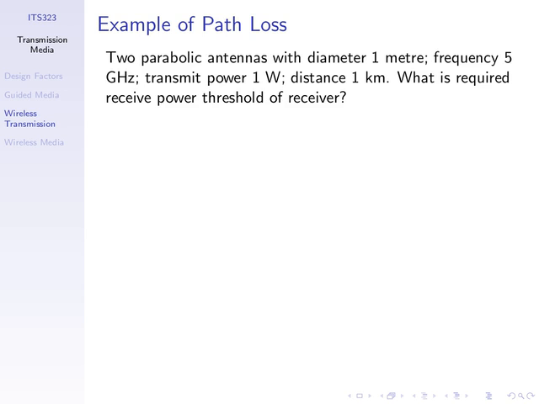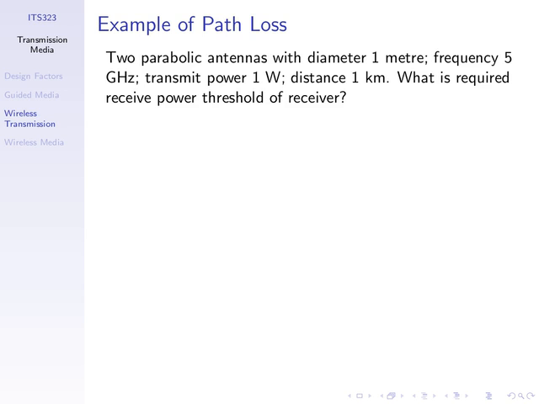We have two houses with antennas on top, parabolic antennas, so they're the dish-shaped antennas. Those antennas have a particular size, a diameter of 1 meter. They transmit a signal of 5 gigahertz. So we've got a signal with a frequency of 5 gigahertz. And we transmit with some power of 1 watt. So we're transmitting with 1 watt.